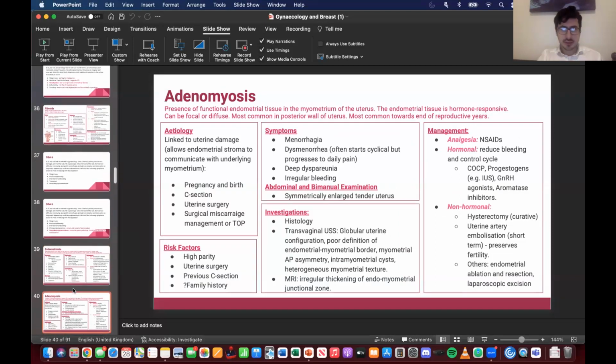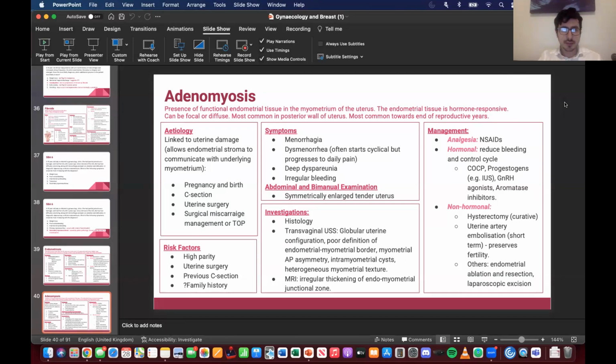And this is a more niche condition we're moving on to now, adenomyosis. This is where there is functional endometrial tissue, not outside the uterus, but it seems to have implanted itself into the muscular layer of the uterus. And again, it's hormonal responsive. It's mostly found in the posterior wall of the uterus and most common towards the end of the reproductive years.